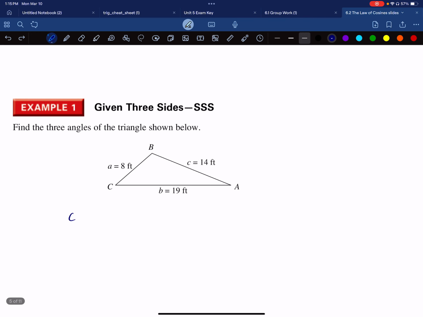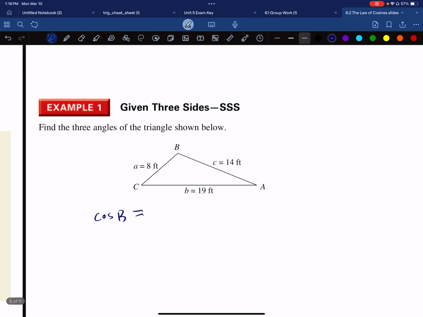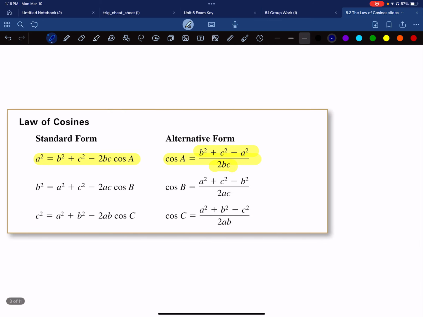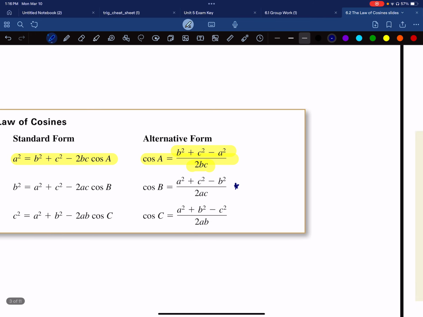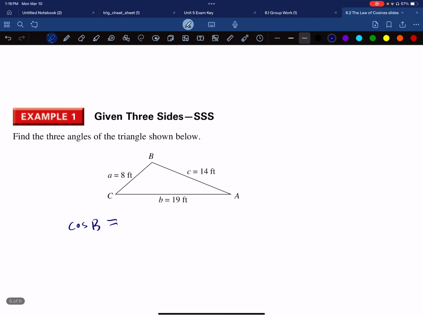And we're going to use the alternative form because we're solving for an angle. So cosine B equals, and let's just go back to our formulas. That'd be the second one, right? So a squared plus c squared minus b squared over 2ac. All right.